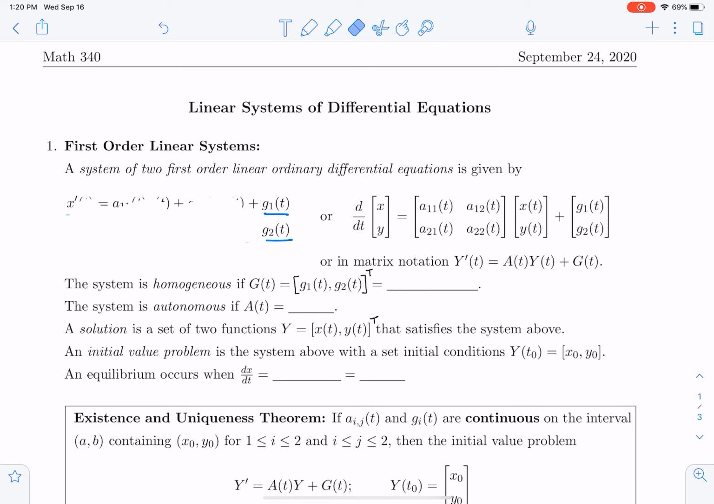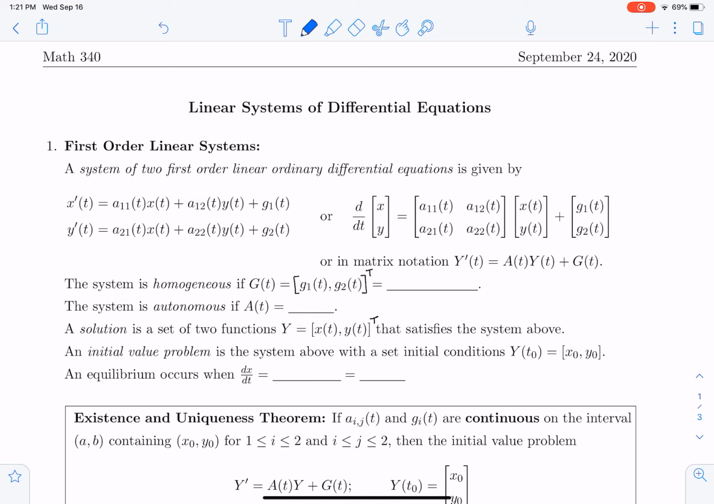We can express these systems in matrix, in vector form, where we're taking the derivative of the vector x and y, and that's equal to a matrix that contains the coefficients times the vector of x and y, plus another vector that contains the functions of t, g1 and g2. So our convention will be to let capital Y be the vector that represents the solution x and y, A of t will be our matrix, and capital G of t will be the vector representing the functions of t, g1 and g2.